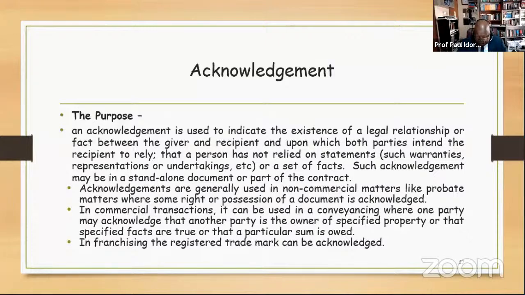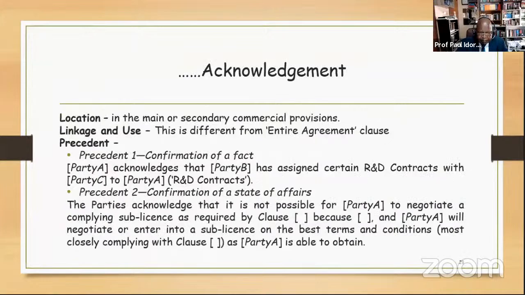Acknowledgement is one way of reviving the contract. So if you pick any set of limitations, that of Abuja and that of the various states, you find that there are elaborate provisions on acknowledgement. So please bear that in mind.